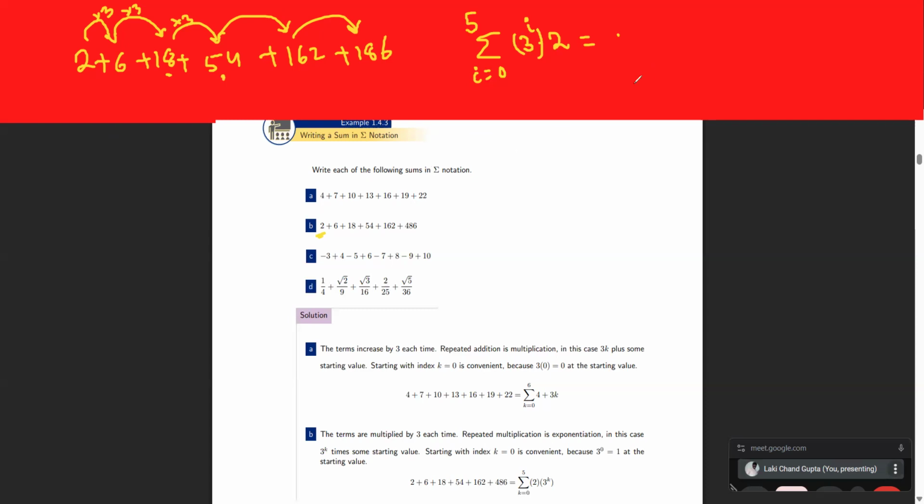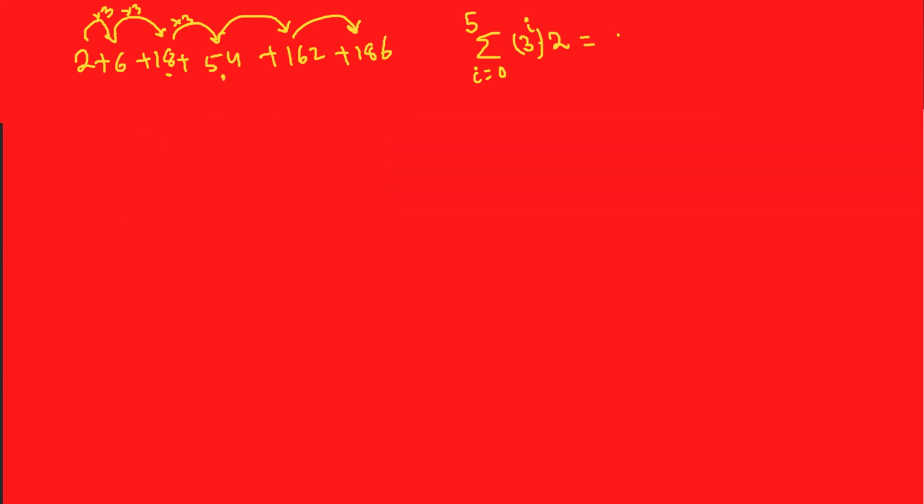3 is multiplying on the previous term, right? You understand how it is written? Always think in this way. Here 3 is multiplied, right? Here again 3 is multiplied. 3 is multiplied, right? So you can see 3 is multiplied on each term.